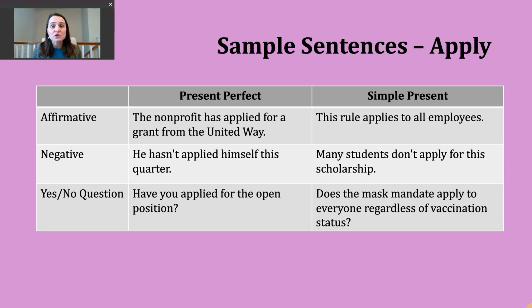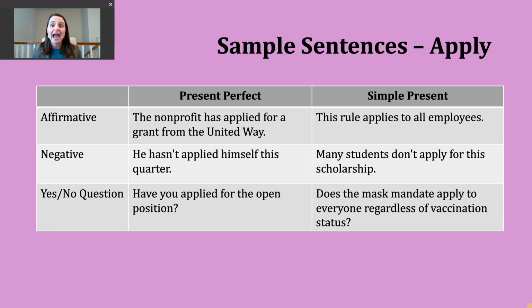Finally, you can make a yes or no question in the present perfect by starting with have or has, whichever form matches your subject. The subject comes next, and then you're going to use the participle form of the verb. Here's another example. Have you applied for the open position? So again, this idea of have you submitted an application for this particular job?